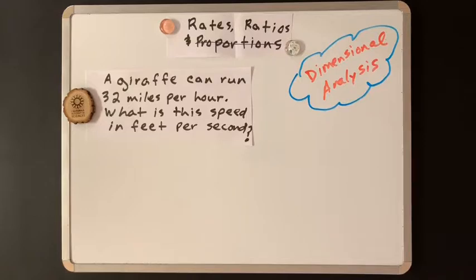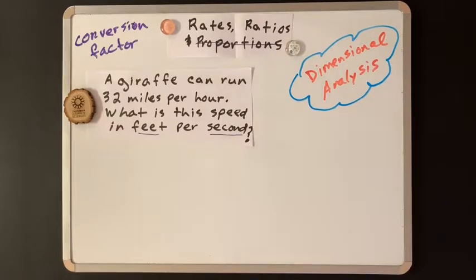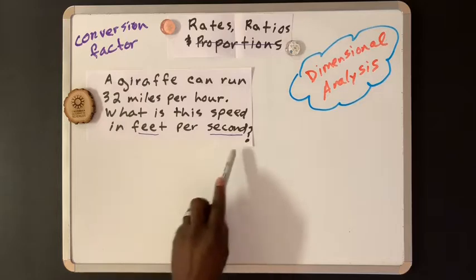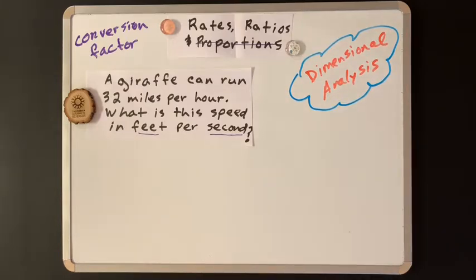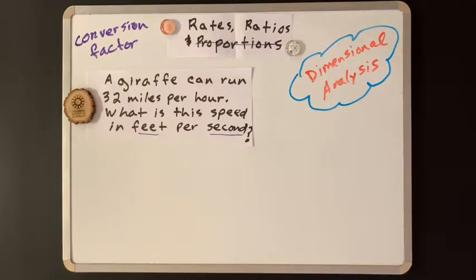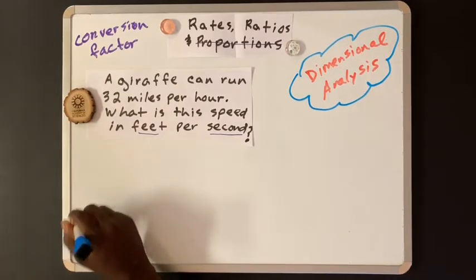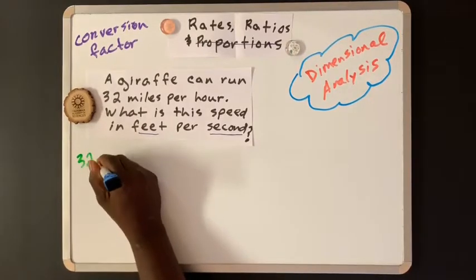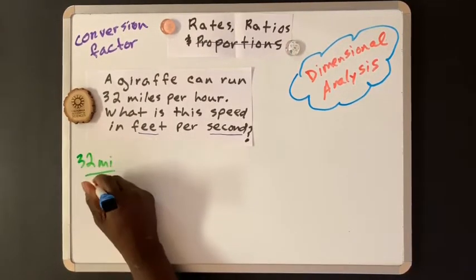So the first thing we want to do is set the problem up and see what they gave us. They give us 32 miles per hour, and we know the question is what is the speed in feet per second? And the strategy we're going to use is dimensional analysis, like I said. So let's set the problem up. We're going to convert miles per hour to feet per second. So let's write that out over here. We have 32 miles per hour.